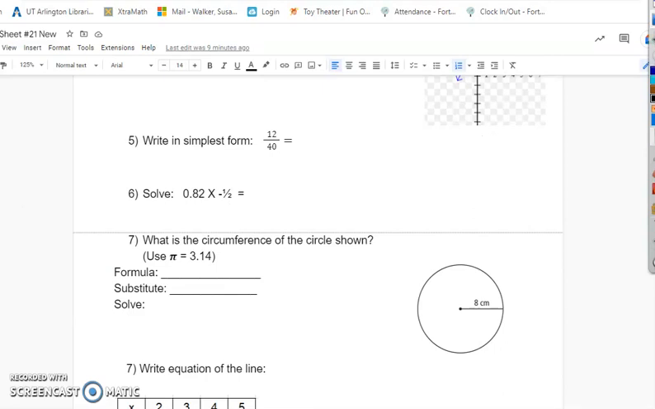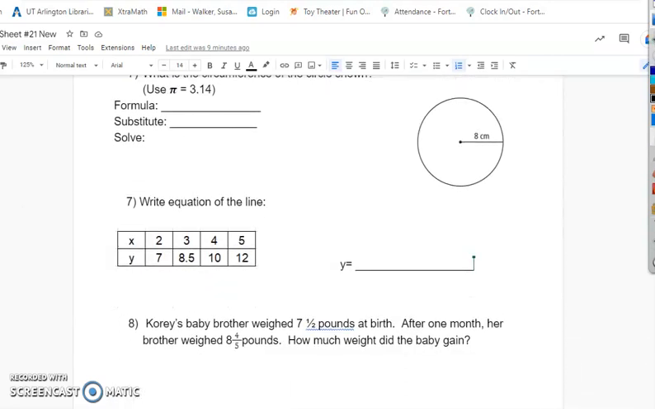Okay. Number 7, write the equation of the line. I made this one a little trickier because I put a decimal. Remember, first thing we do is find the change, right? So delta y over delta x. This will be m, right? So I would subtract just over here to the side, 8.5 minus 7. So that's 1.5.